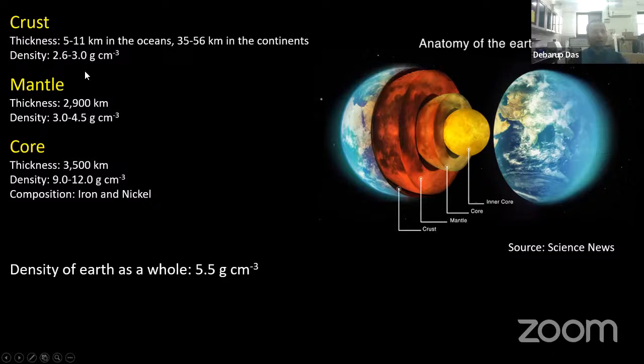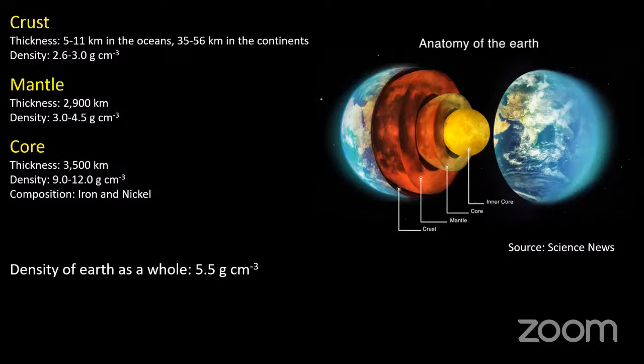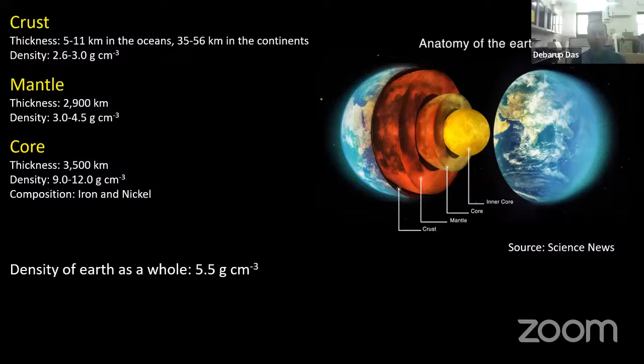And just to have a comparison with the commonly found things, density of earth as a whole is 5.5 gram per centimeter cube. And density of most commonly available rocks on the earth crust is around 2.6 to 2.7 gram per centimeter cube. The heaviest rock on earth could be say 4 to 5 gram per centimeter cube. Now you can see one thing, the crust density is this much, mantle density is this much, core density is this. So as you go from crust to core, the density increases.